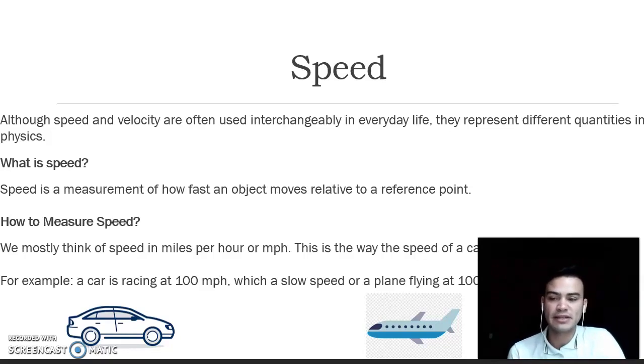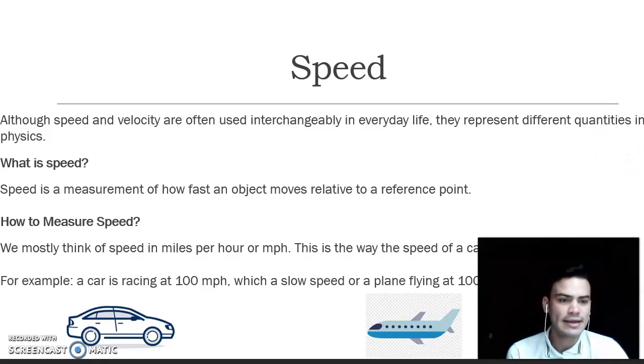How to measure speed? We mostly think of speed in miles per hour. This is the way the speed of a car is usually measured. For example, a car is racing at 100 miles per hour, which is a slow speed, or a plane flying at 1,000 kilometers per hour, which is a very fast speed. Remember that cars and planes have different speeds. One is slow and one is fast.